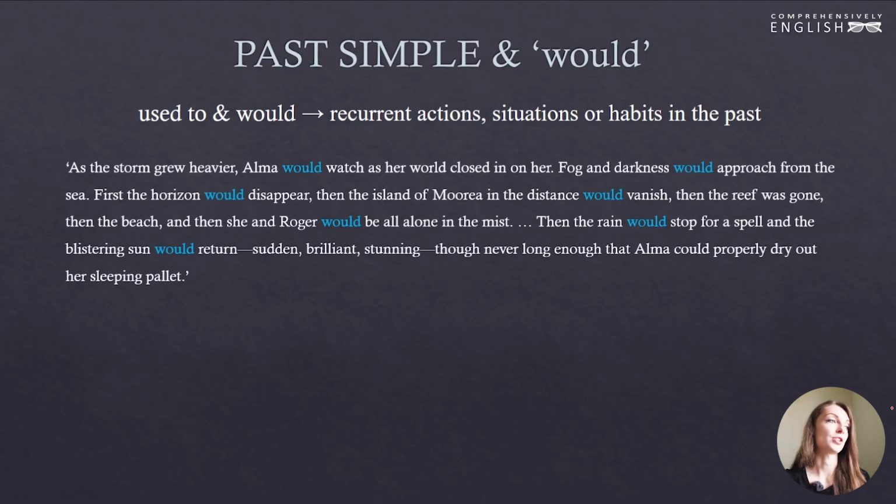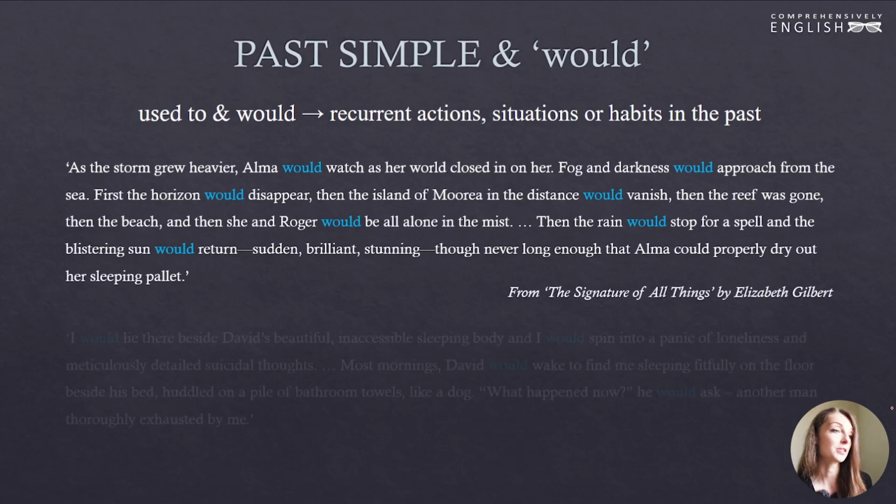Let's compare two passages. As the storm grew heavier, Alma would watch as her world closed in on her. Fog and darkness would approach from the sea. First, the horizon would disappear, then the island of Muria in the distance would vanish, then the reef was gone, then the beach, and then she and Roger would be all alone in the mist. Then the rain would stop for a spell and the blistering sun would return. Sudden, brilliant, stunning, though never long enough that Alma could properly dry out her sleeping palette. Again, that's from The Signature of All Things by Elizabeth Gilbert.